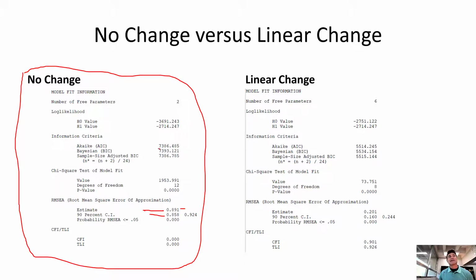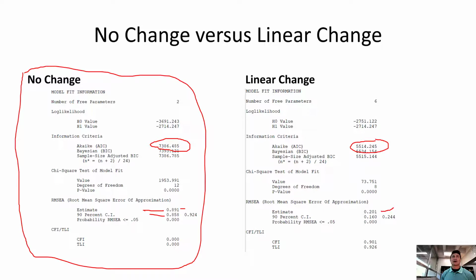We've got our AIC. We're going to use that to compare. We want a lower number for the AIC. So when we look at our linear change, our new model, our RMSEA has gone to 0.201, much improved. We're fitting the data much better. Again, we'd like that number to be as low as possible, closer to 0, less than 0.05. Those are maybe ideal, but we're doing much better than we did when we said no change. And then when we look at our AIC, we also see a much lower number. So we're doing much better.